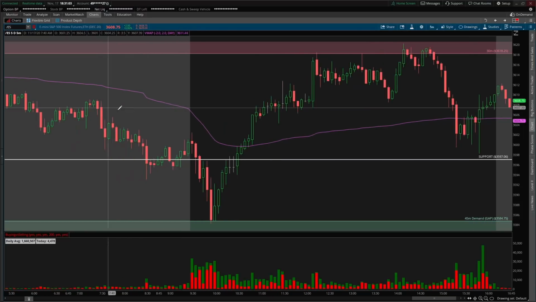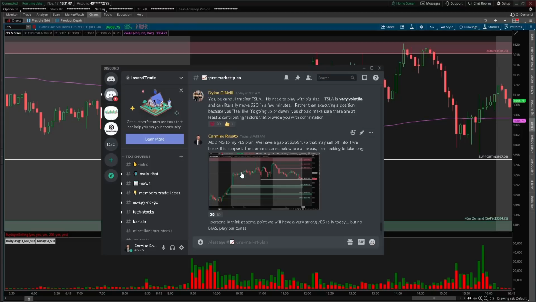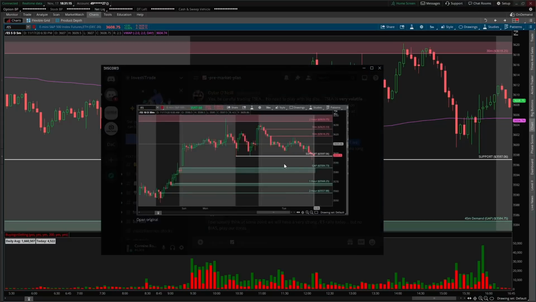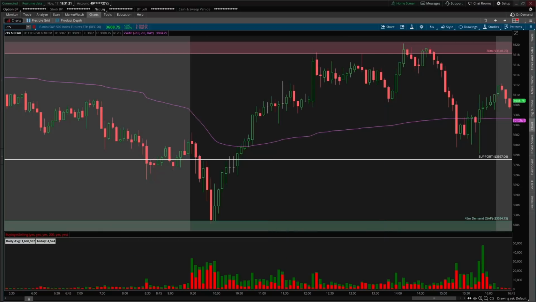So the first trade that I took was on the S&P 500, and let me pull this back up. So this was the pre-market plan this morning. I said we had a gap at 3584 that we may sell off into if we break the support level, which was right here on the chart. The demand zones below are all areas that I'm looking to take long. So right off the bat, it's important to have an understanding of your zones. It's important to not have a bias. You have to just play your levels, follow your plan. When your setups trigger, they trigger.